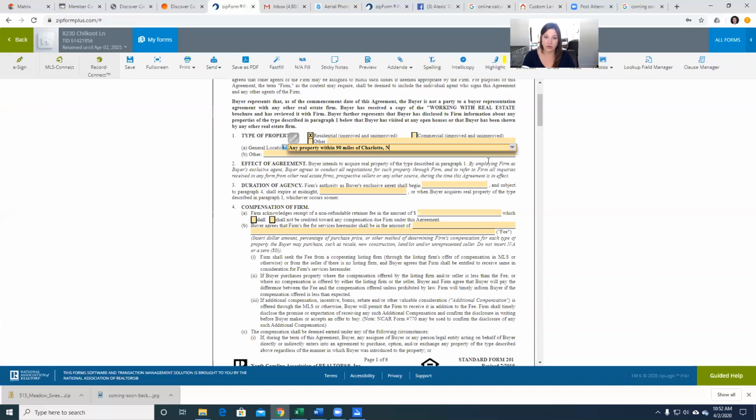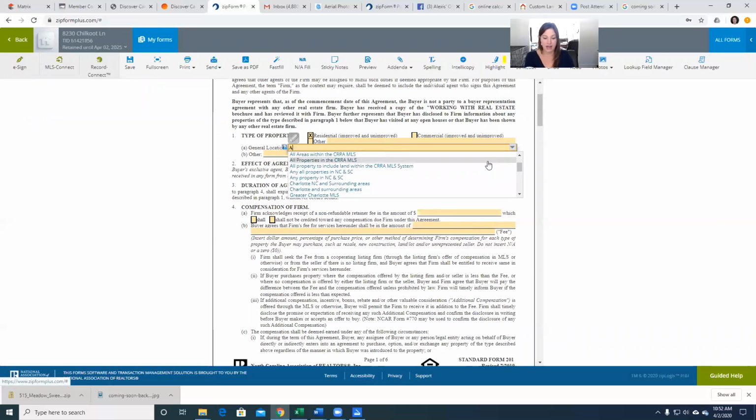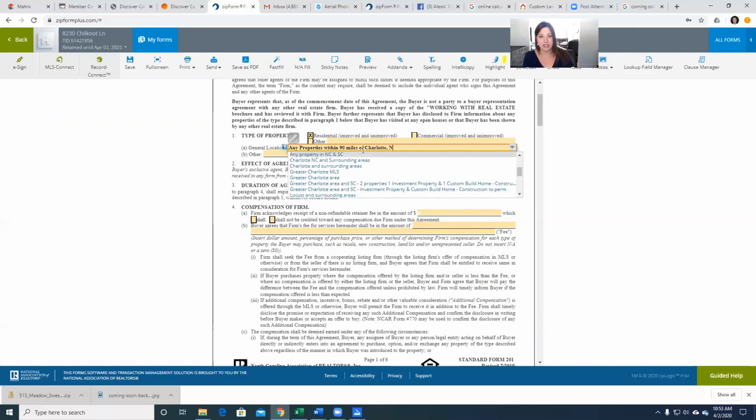And when I'm typing, you can see the different things that pop up of what I've done. So just for some examples, any properties in North Carolina and South Carolina, Charlotte, NC, and surrounding areas. So all of that. And then if there's multiple properties, 2 properties, 1 investment property, 1 custom build. So protect yourself, be as detailed as possible. So any properties within 90 miles of Charlotte, NC.